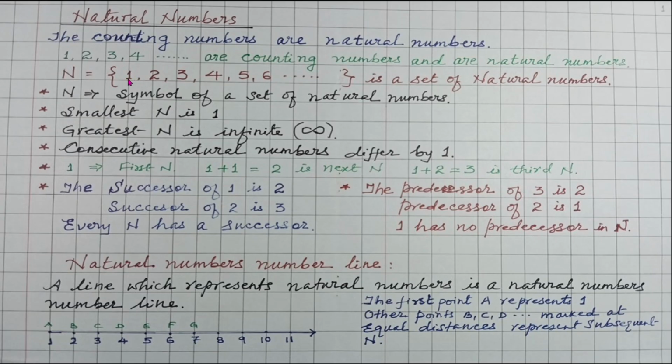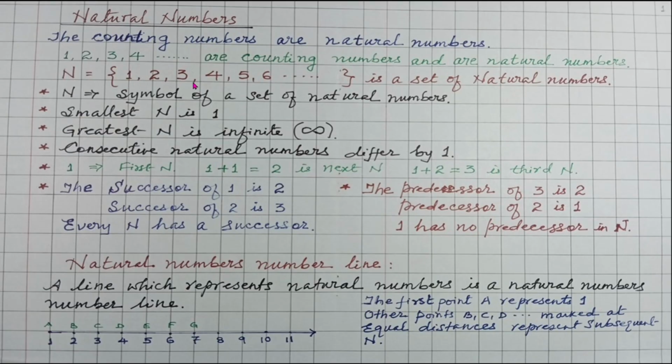The successor of 1 is 2, because 2 is 1 more than 1, and the successor of 2 is 3 because 3 is 1 more than 2. The successor of 3 is 4, and so on. So also the predecessor of 3 is 2 because 2 is 1 less than 3. The predecessor of 2 is 1 because 1 is 1 less than 2. But there is no predecessor for 1 in the set of natural numbers.